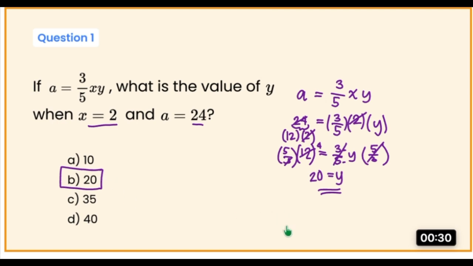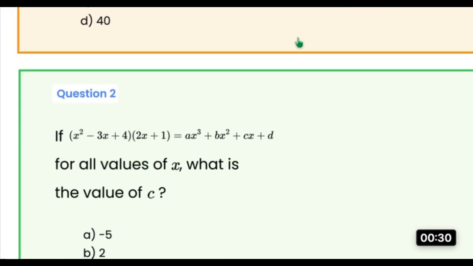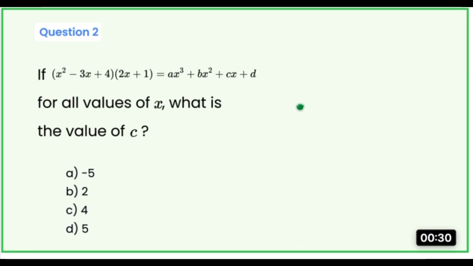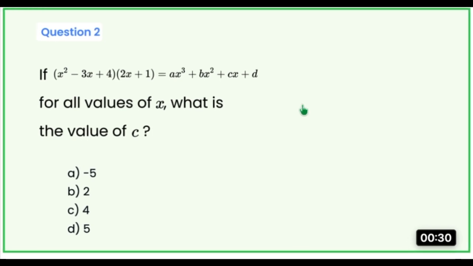Are you ready for the next question? So now, let's go to question number 2. For this question, I will also give you 30 seconds to solve. Are you ready? So we have here: if x squared minus 3x plus 4 multiplied by 2x plus 1 is equal to ax cubed plus bx squared plus cx plus d for all values of x. The question here is we need to find the value of c. You have 30 seconds.